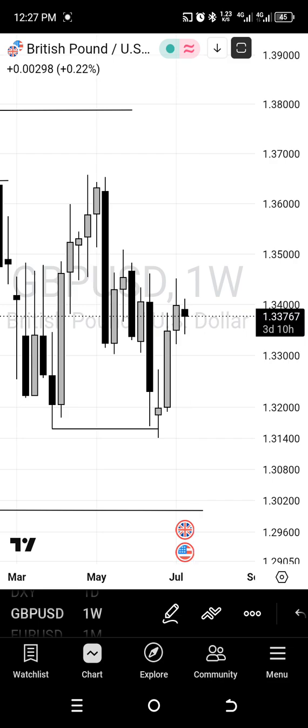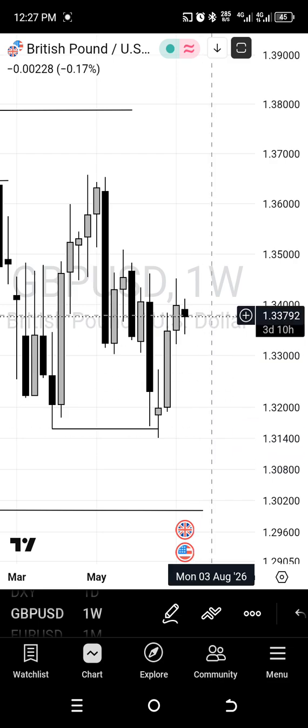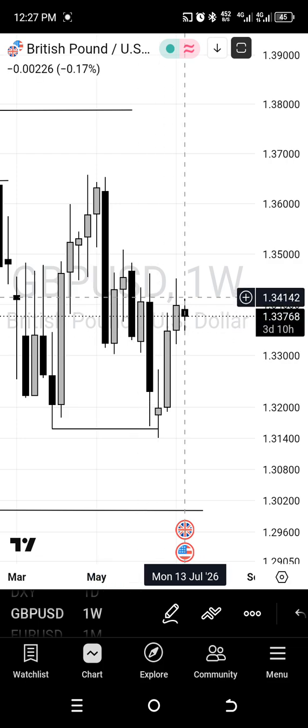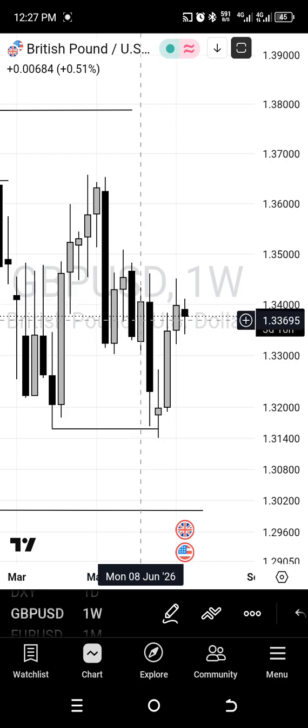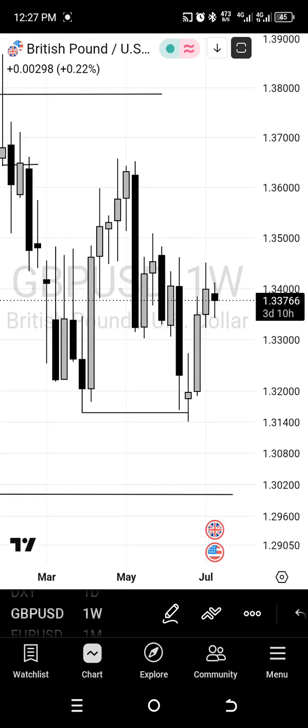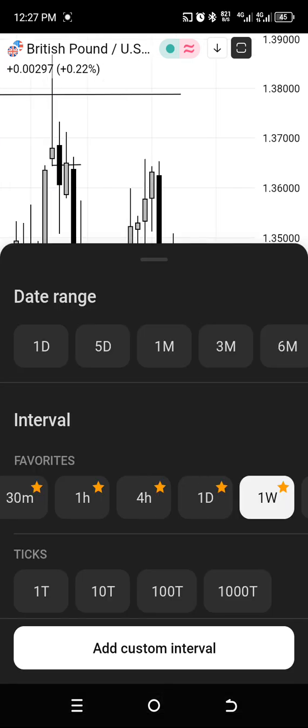So with that said, I am bearish on the weekly time frame, and also due to the fact that I have already reached this other block, which was my short-term drawn liquidity. So basically, I'm expecting lower prices. Let me then move to the daily time frame.